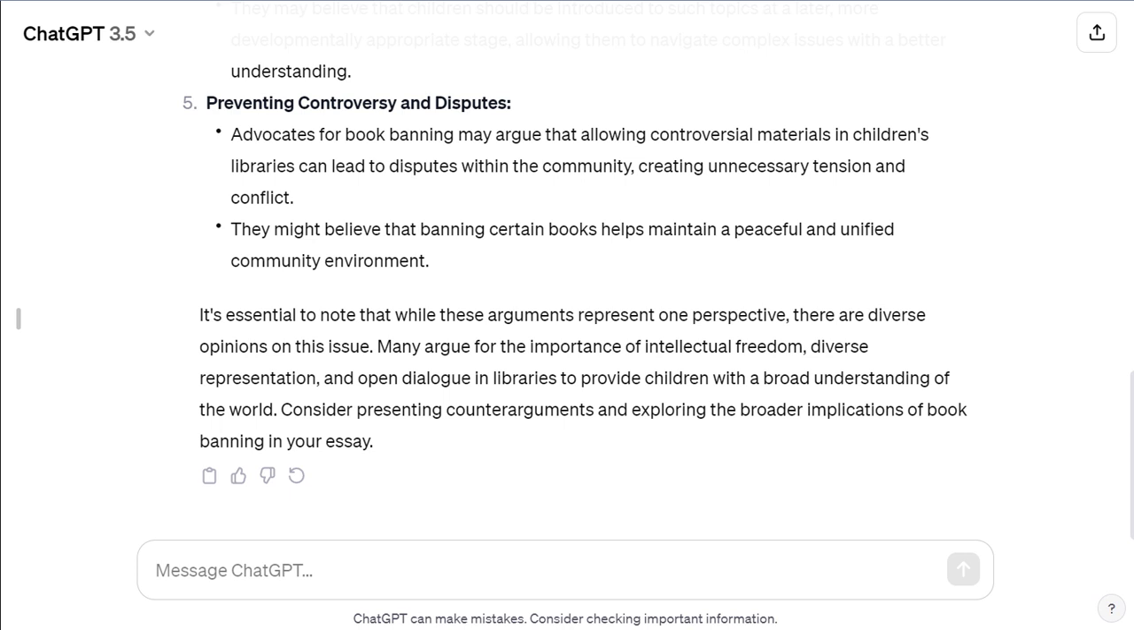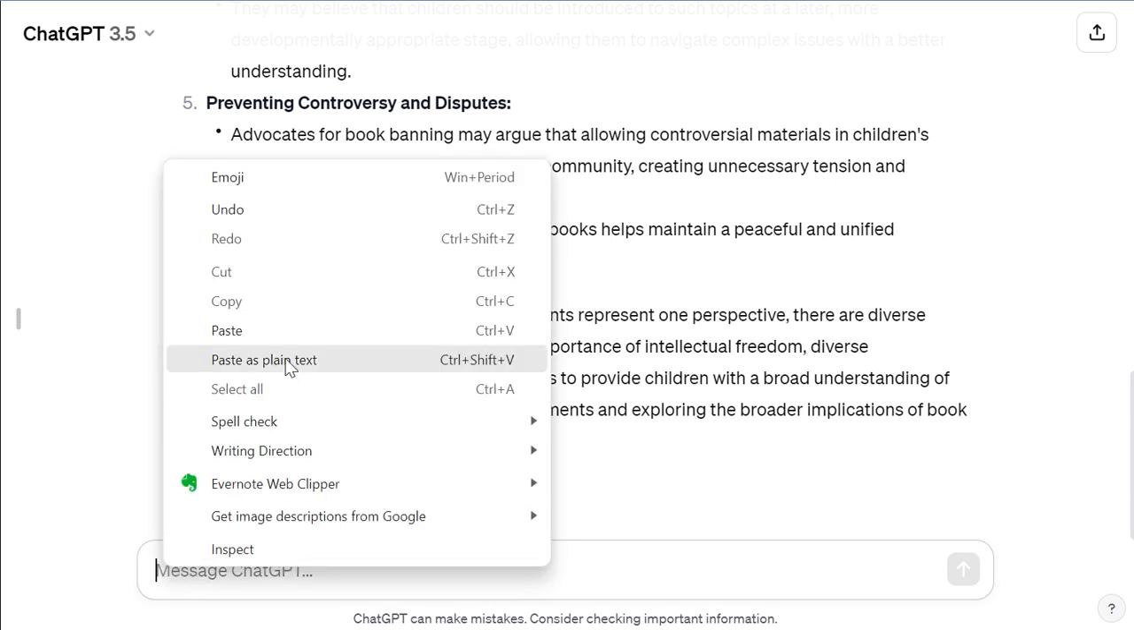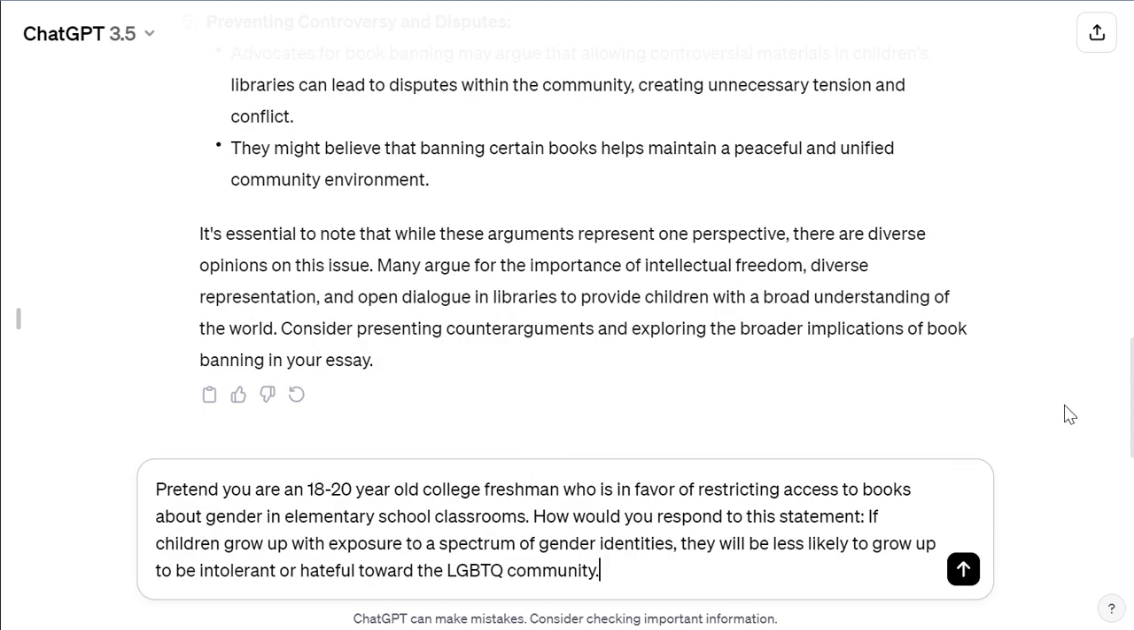I'm going to continue the conversation with another prompt. I'm going to say, pretend you're an 18 to 20-year-old college freshman who is in favor of restricting access to books about gender in elementary school. So this is, again, flipping the issue. How would you respond to this statement? If children grow up with exposure to a spectrum of gender identities, they will be less likely to grow up to be intolerant or hateful toward the LGBTQ community.